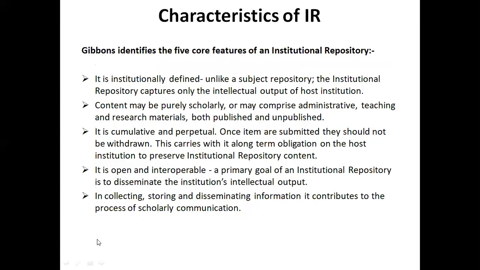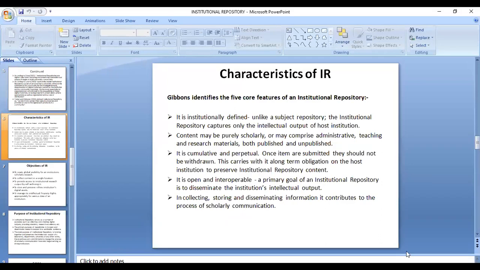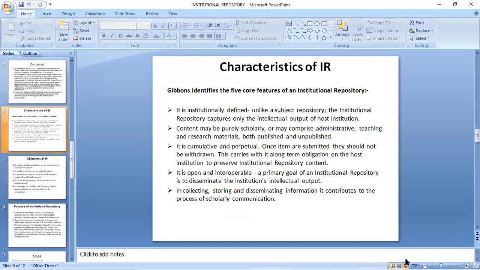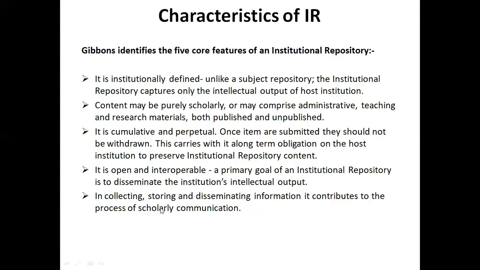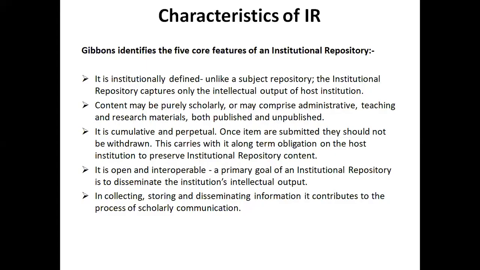Characteristics of institutional repository. There are various kinds of characteristics of institutional repository. Gibbons identified the five core features of an institutional repository. It is institutionally defined, unlike a subject repository. An institutional repository captures only the intellectual output of the host institution. Content may be purely scholarly or may comprise administrative, teaching, and research material, both published and unpublished.